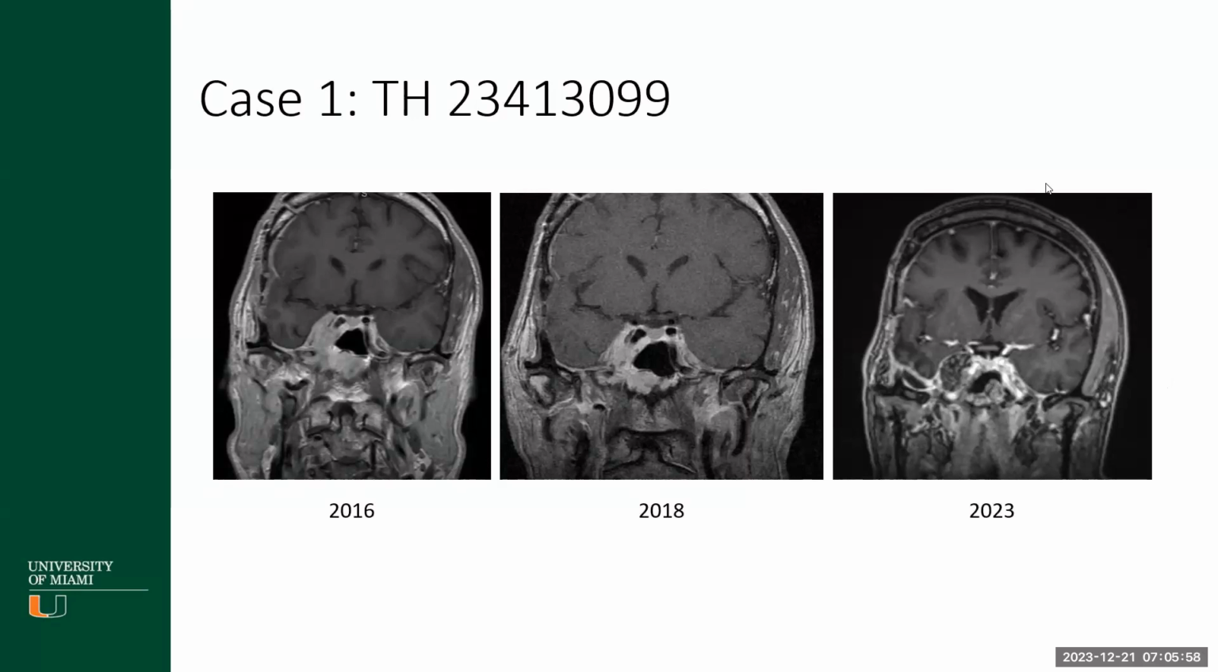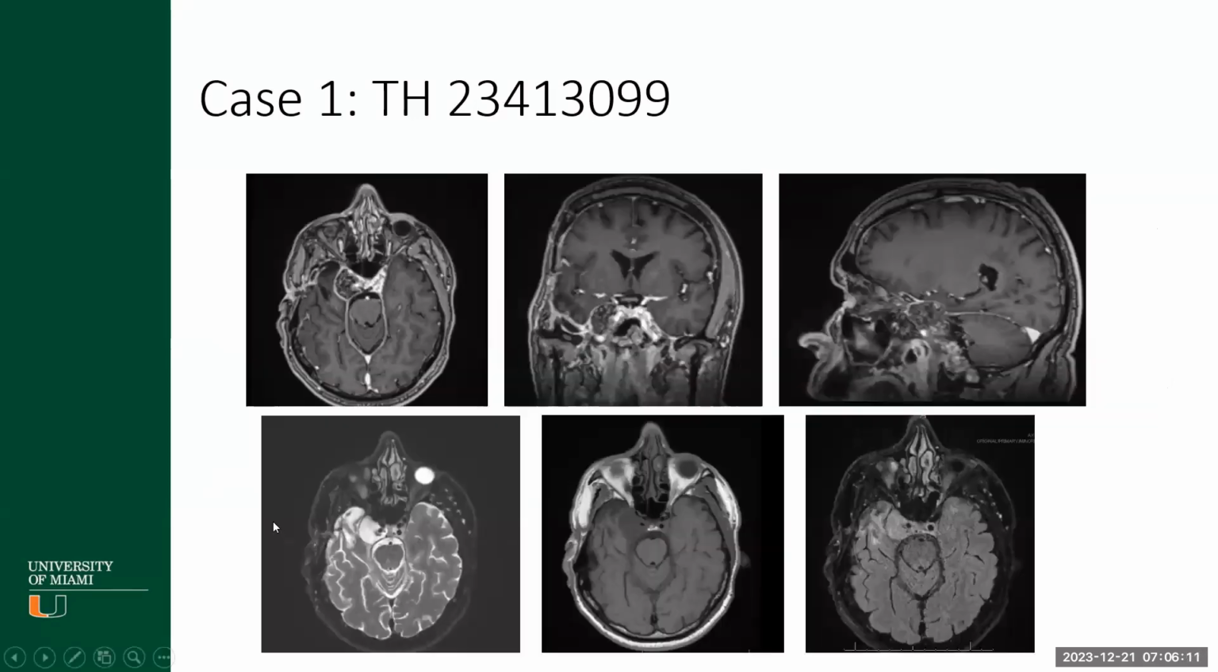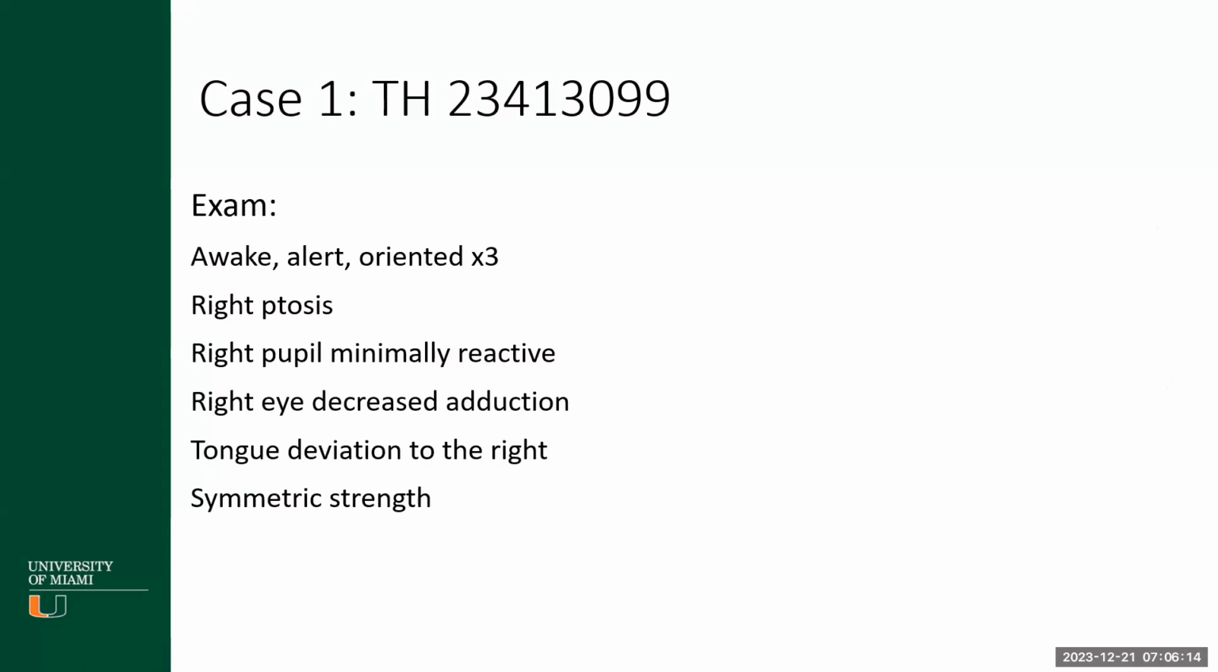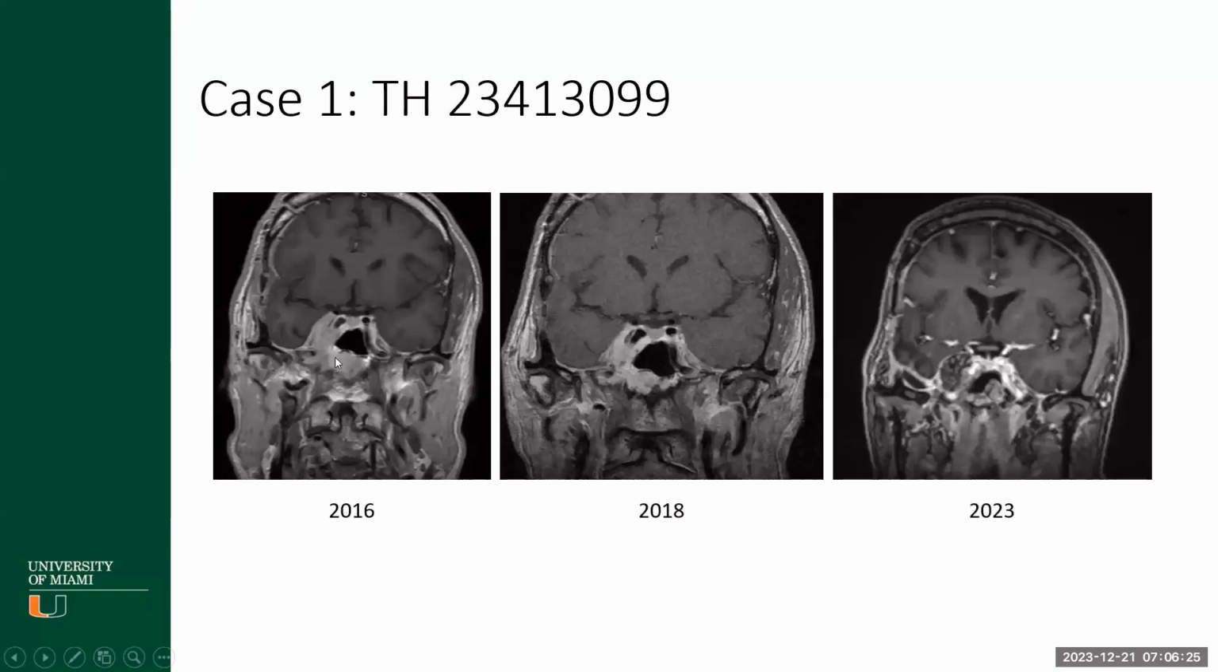Sorry, just got on. Yeah, so just really briefly, this 67-year-old man had a tumor resected 7 years ago now outside in a foreign country. We don't have the pathology, but he's coming back with this exam. Basically, awake, alert, right ptosis, pupils minimally reactive, right eye decreased adduction, tongue deviation to the right, symmetric strength, and he has this lesion in what appears to be the clival region, skull base, eccentric to the right side, that extends into the anterior temporal pole region and mainly that cavernous sinus on the right side.